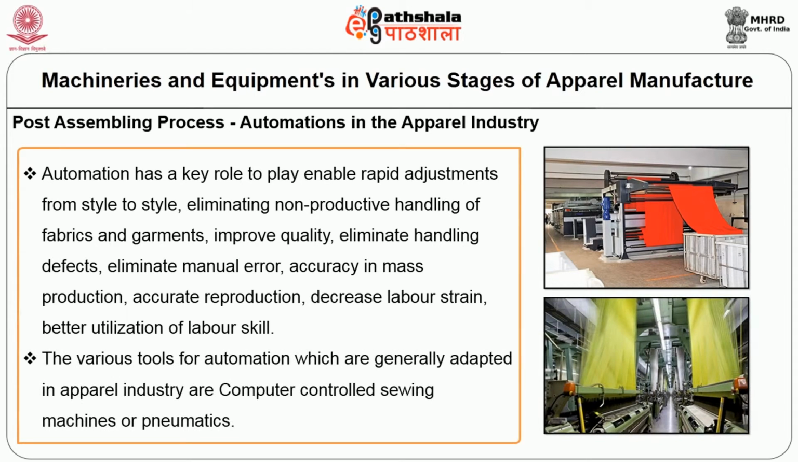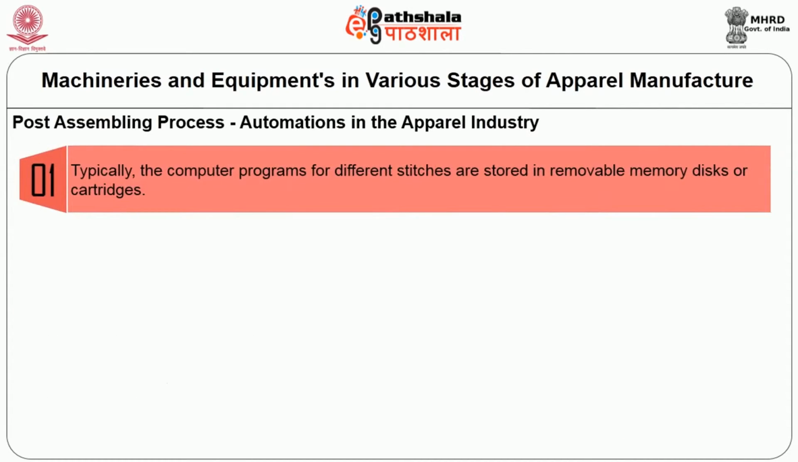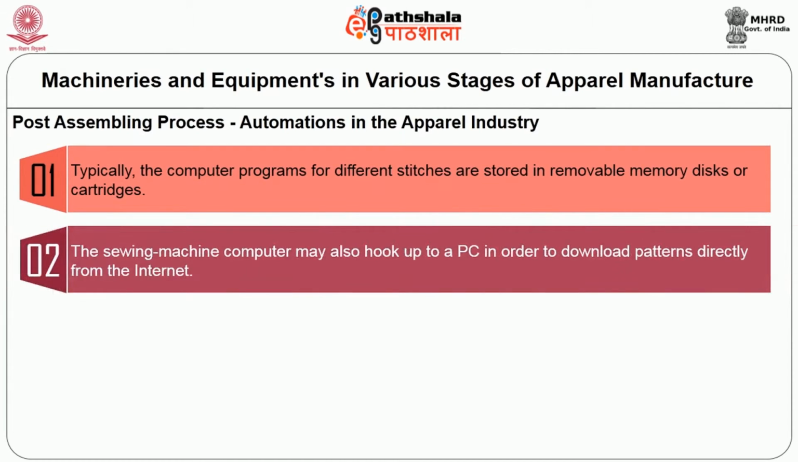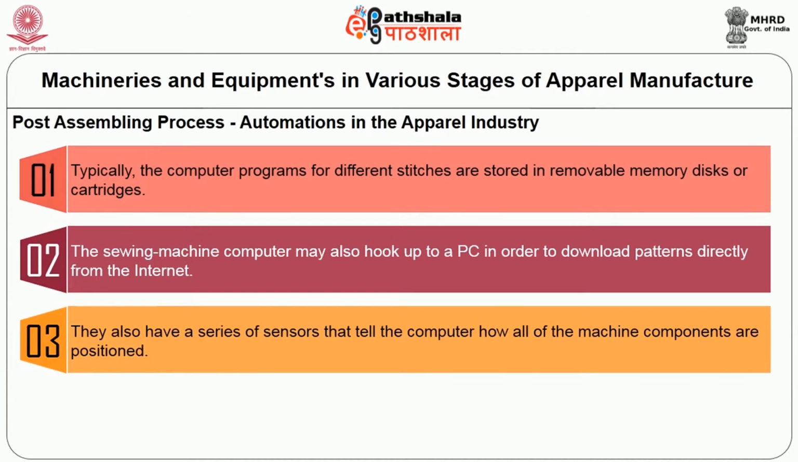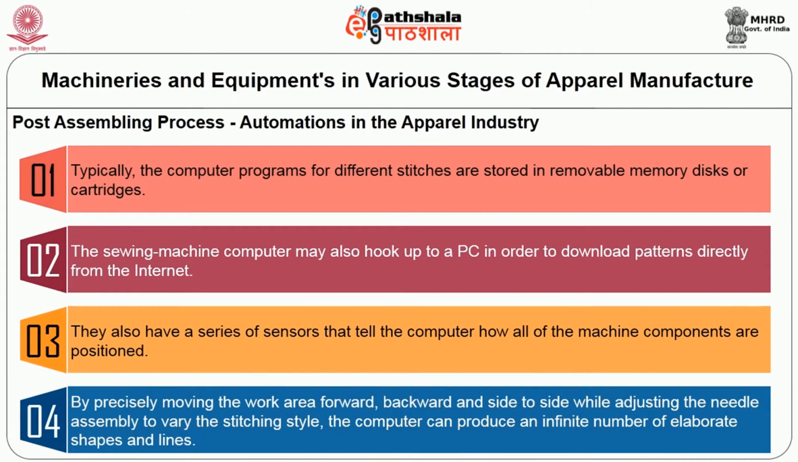The various tools for automation which are generally adapted in the apparel industry are computer-controlled sewing machines or pneumatics. Typically, the computer programs for different stitches are stored in removable memory disks or cartridges. The sewing machine computer may also hook up to a PC in order to download the patterns directly from the internet. They also have a series of sensors that tell the computer how all of the machine components are positioned. By precisely moving the work area forward, backward and side to side while adjusting the needle assembly to vary the stitching style, the computer can produce an infinite number of elaborate shapes and lines.